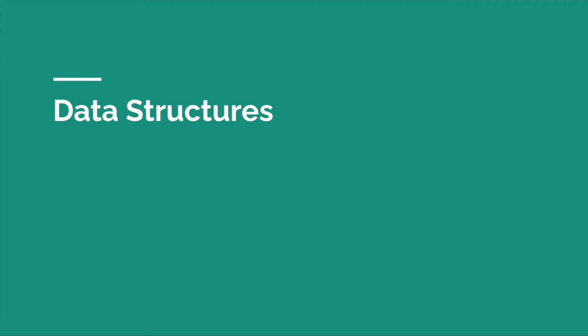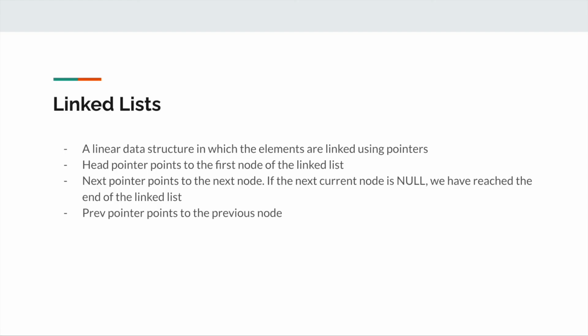And then now we are moving on to the data structure section of this presentation. So linked lists. Linked lists are a linear data structure in which the elements are linked using pointers. There are 3 different types of pointers. The head pointer points to the first node of the linked list. The next pointer points to the next node. So if the next current node is null, that means we have reached the end of the linked list, while the prev pointer points to the previous node.